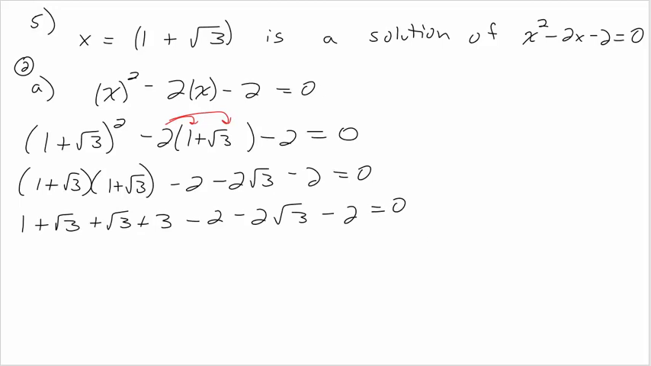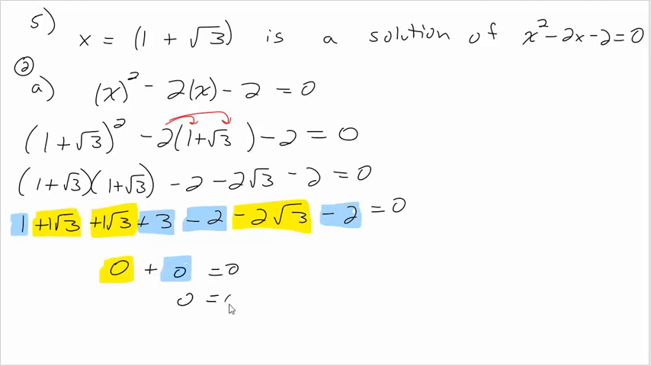All right, let's combine like terms and see what we get. Let's do our radicals. So we have 1 radical 3 plus 1 radical 3, that's 2 radical 3. Take away 2 radical 3 is 0. And then normally I wouldn't write it, but we're just going to write it here for the sake of clarity. And then for my constant terms, I have 1 plus 3, that's 4. Take away 2, take away 2, that is going to be 0 as well.